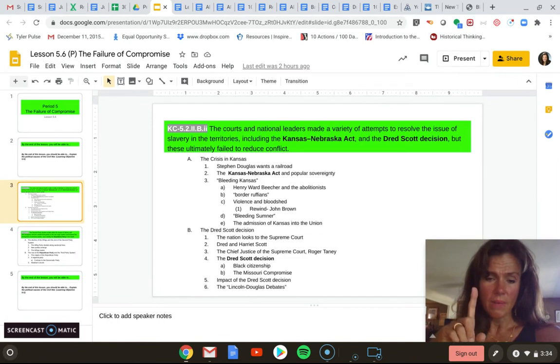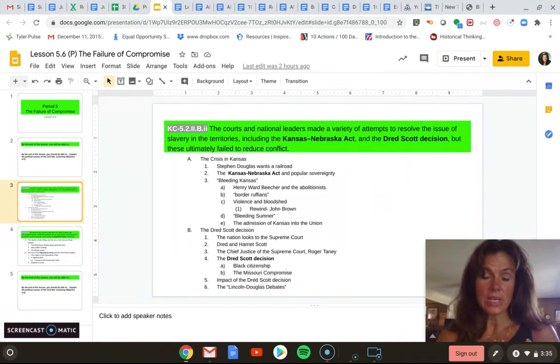Number one, Black citizenship. The court rules that Black Americans, whether they are slave or free, were not ever citizens, now, not ever, of the United States. And if you are not a citizen, you do not hold the rights and privileges of citizens. So you lack legal rights, such as voting, sitting on juries, and filing lawsuits.